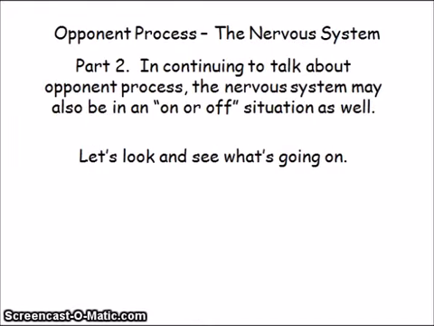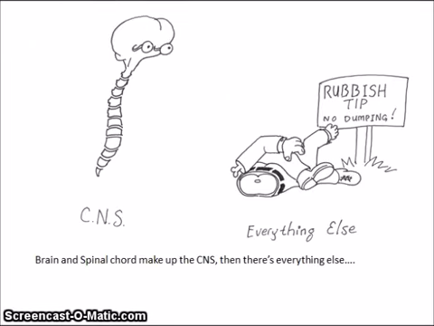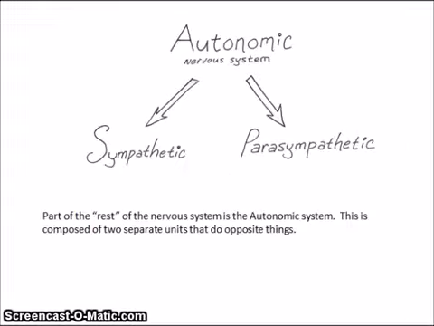Hello, and welcome to Opponent Process Part 2. In this part, we'll be talking about the nervous system. In particular, we'll be talking about the everything else. The CNS has to do with the brain and the spinal cord. The eyes aren't really included, but I just wanted to draw them for effect. What we're really going to be talking about, for the most part, is the autonomic nervous system, which is part of the everything else that you saw in the last drawing.